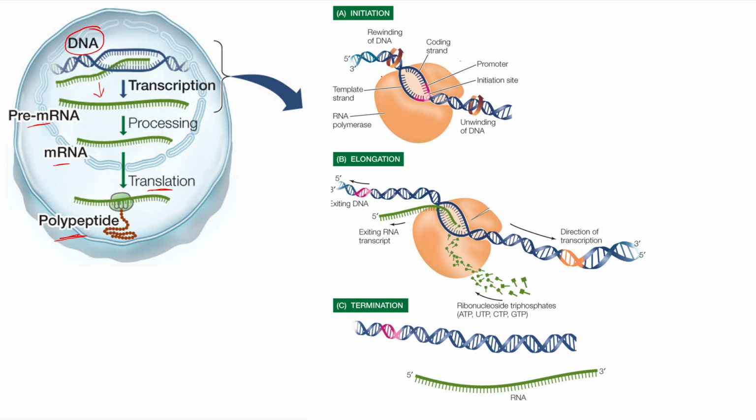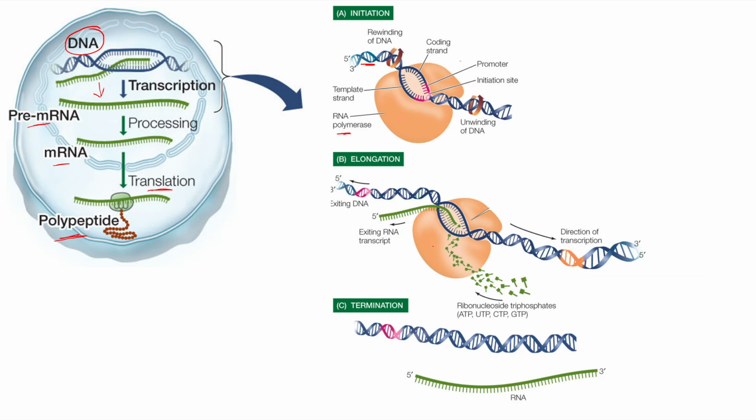So simply what happens with this process is that DNA, which is double-stranded, uncoils and separates its strands, exposing its nucleotides. And one of these strands is then used as a template, and nucleotides are joined together using RNA polymerase, which joins these nucleotides together to make the new messenger RNA.